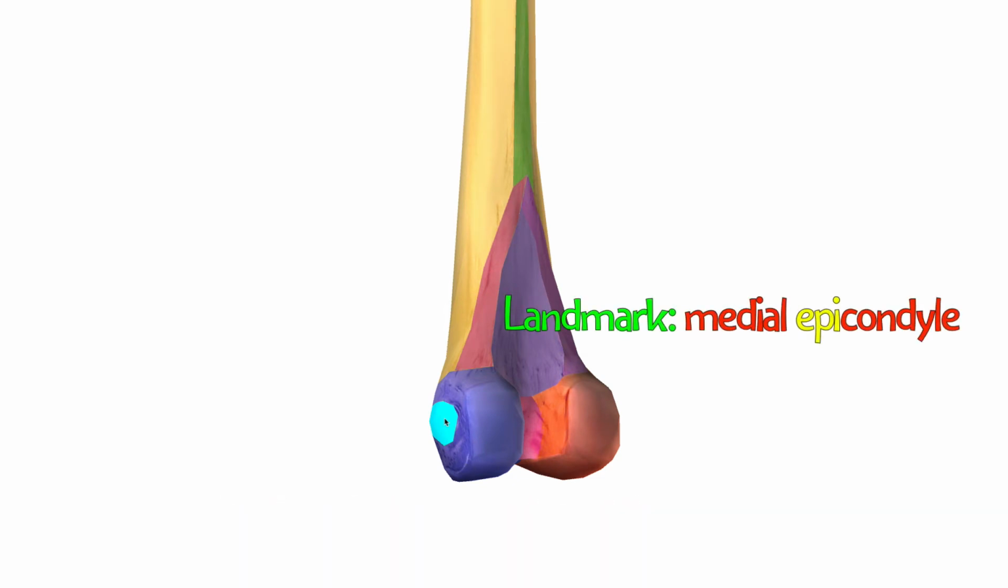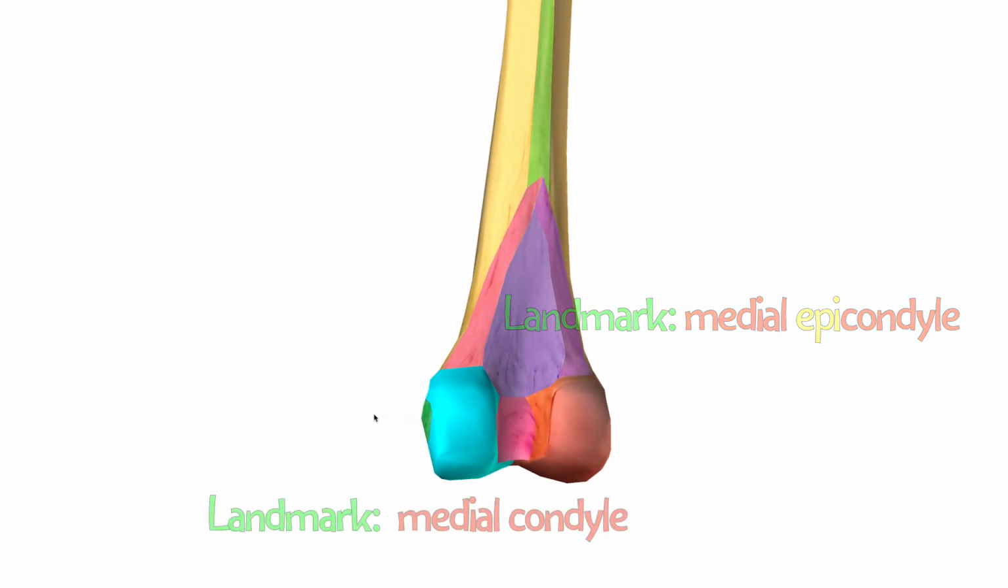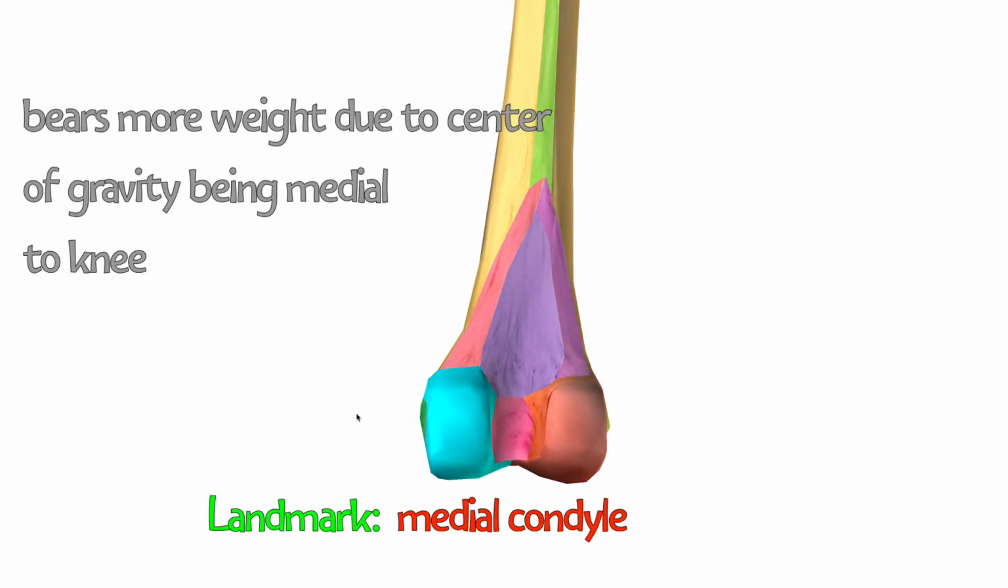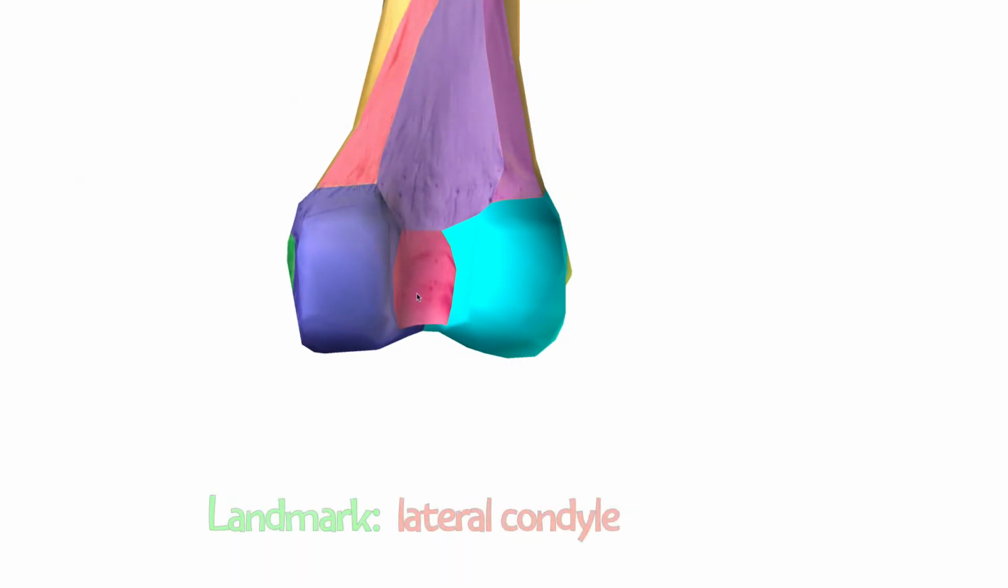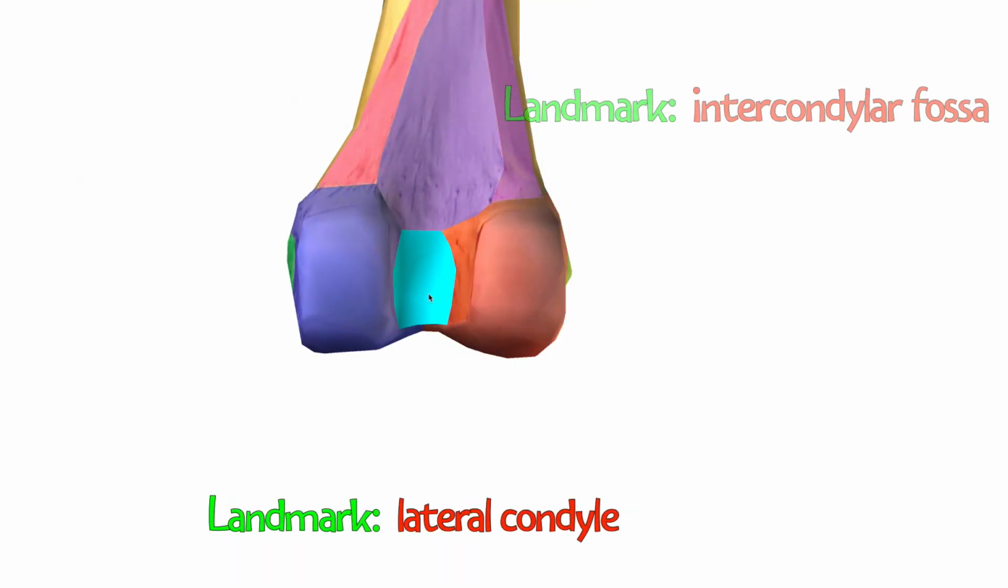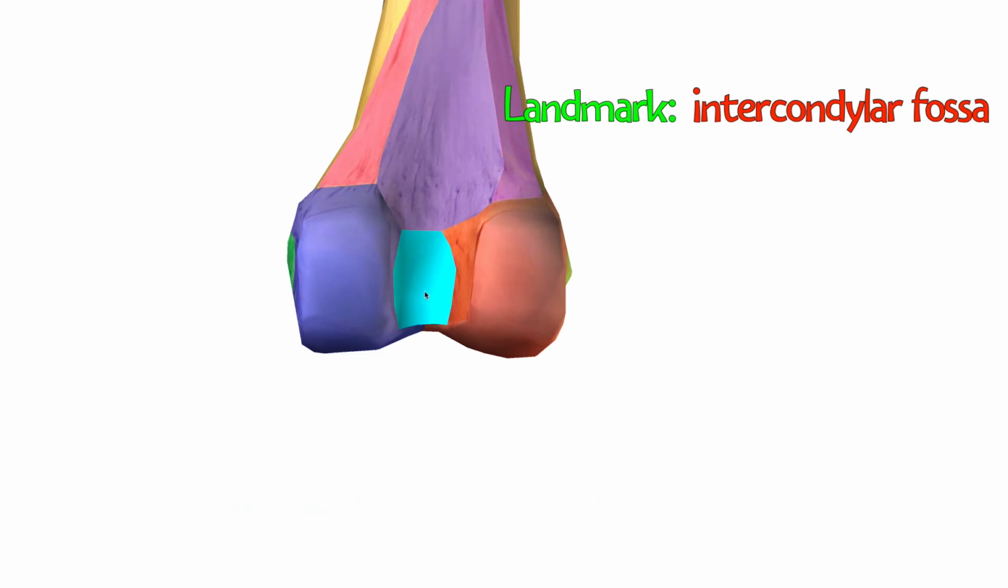Okay? Now let's talk a little bit more about these condyles. So the medial condyle, it bears more weight due to the center of gravity being on the medial knee. So as you can see, it's a little bit bigger than the lateral condyle. So that's my lateral condyle, and then in between here I have a fossa. Okay, this is called the intercondylar fossa.